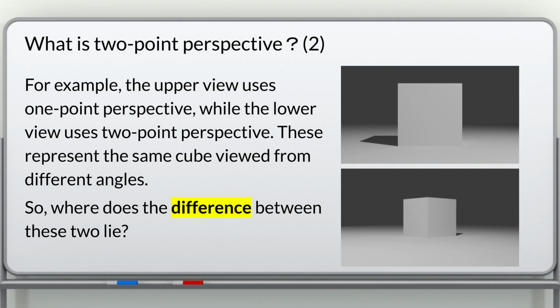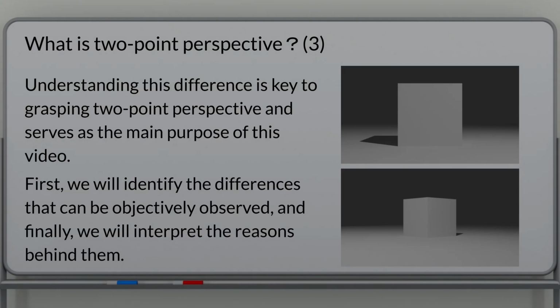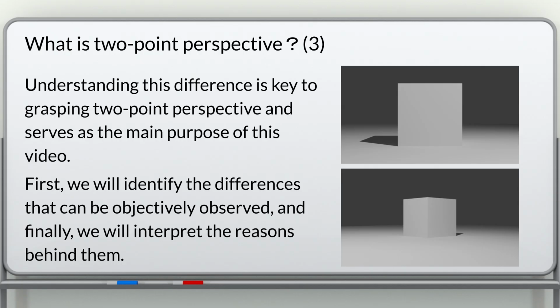For example, the upper view uses one-point perspective, while the lower view uses two-point perspective. These represent the same cube viewed from different angles. So, where does the difference between these two lie? Understanding this difference is key to grasping two-point perspective and serves as the main purpose of this video. First, we will identify the differences that can be objectively observed, and finally, we will interpret the reasons behind them.